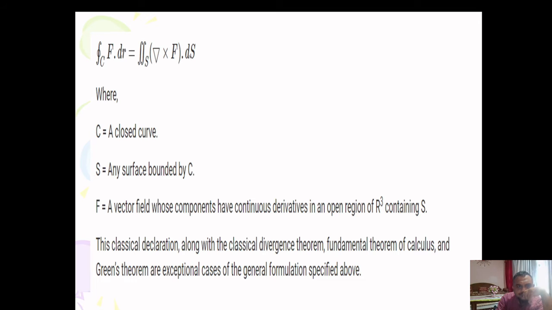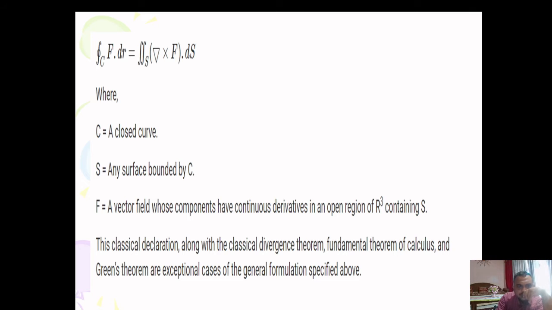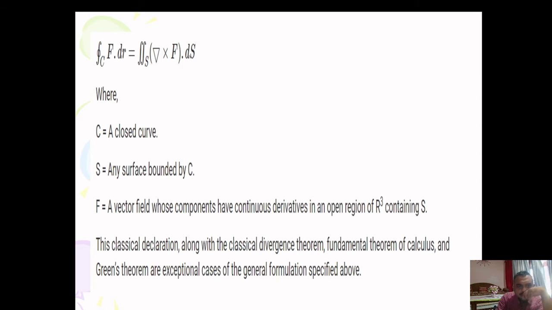See here, what is C? C is a closed curve, but S is any surface bounded by the C. S is not a closed surface. It can be any surface, but it is bounded by the closed curve. Now I have a vector force F whose components have continuous derivatives in an open region containing the surface.